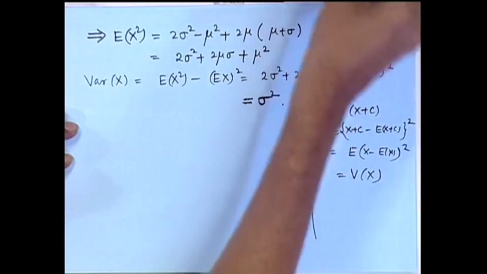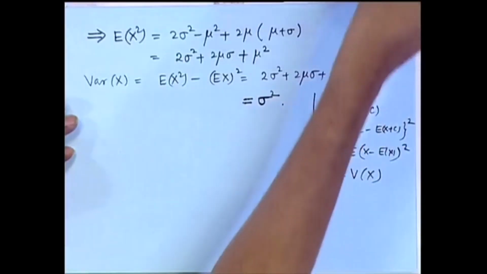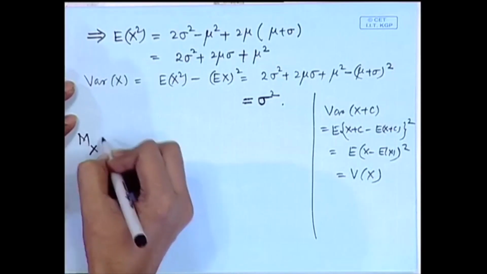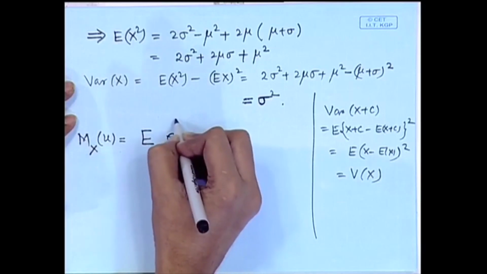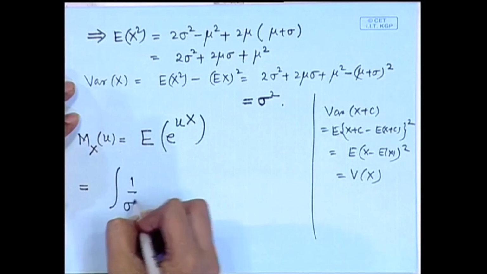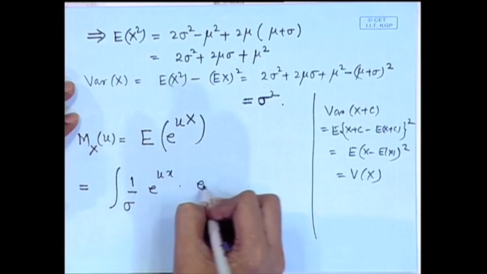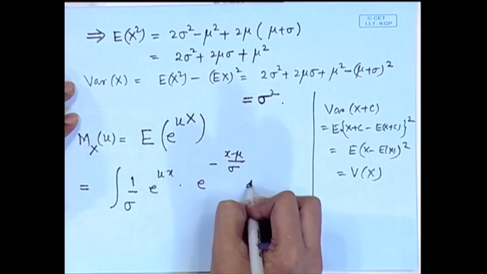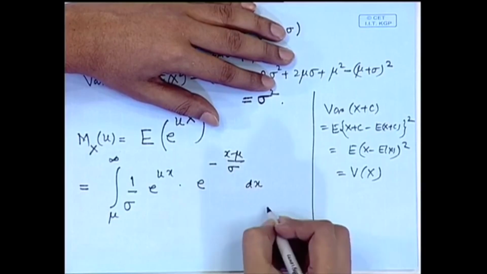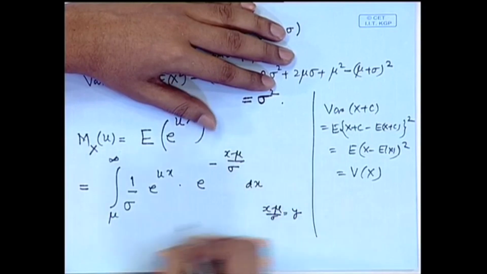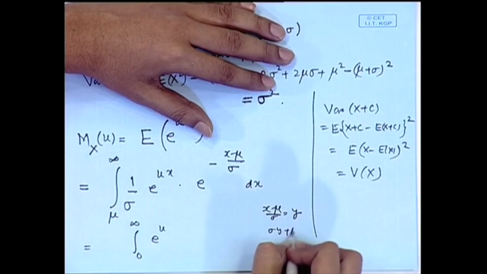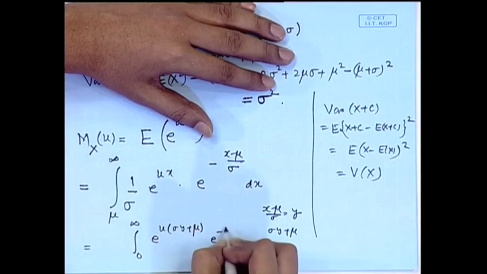We can consider here the moment generating function of this and also the moment generating function of the original exponential distribution. So, let us look at this moment generating function at a point u. It is equal to expectation of e to the power u x. So, this is equal to the integral from mu to infinity of 1 by sigma e to the power u x e to the power minus (x minus mu) by sigma dx. So, we can consider here (x minus mu) by sigma is equal to y, the transformation that we made here. So, it is becoming integral from 0 to infinity e to the power u, and x becomes sigma y plus mu, e to the power minus y dy.